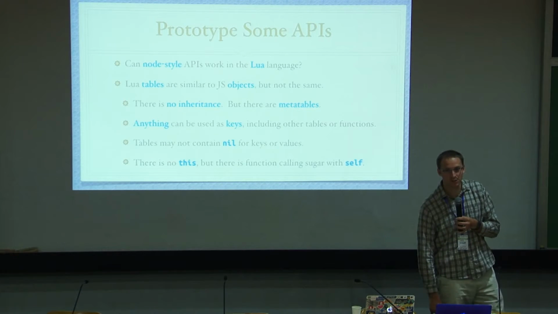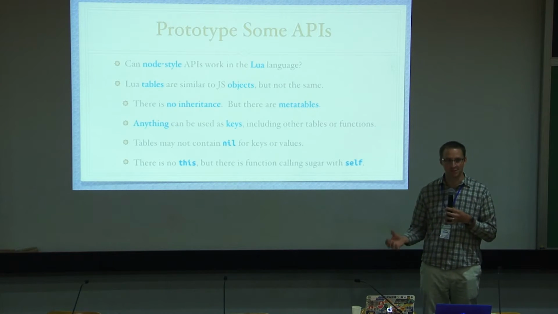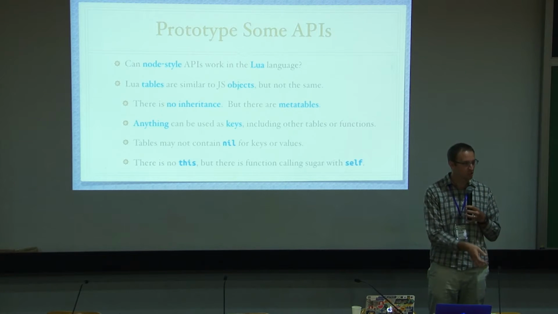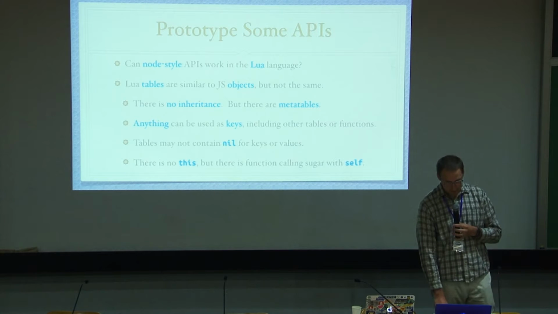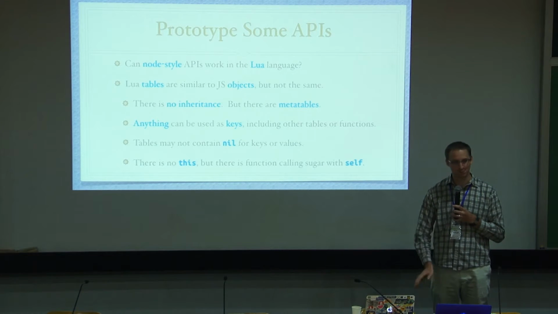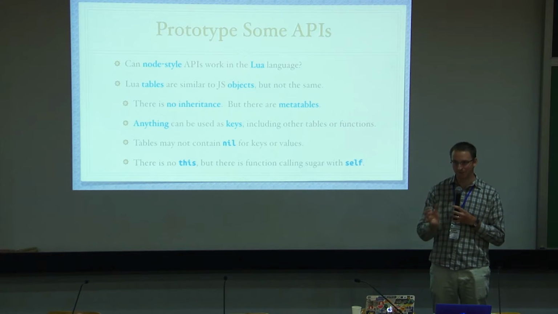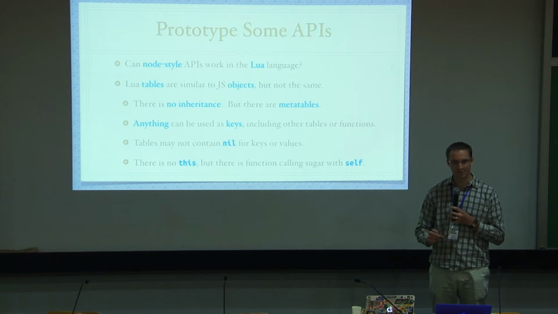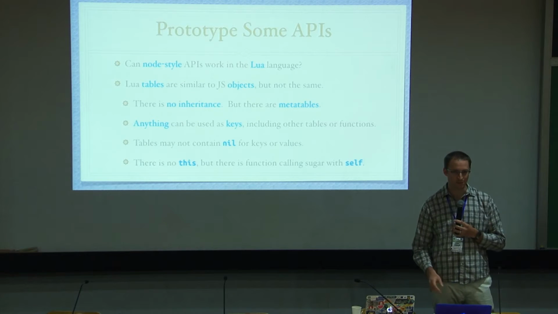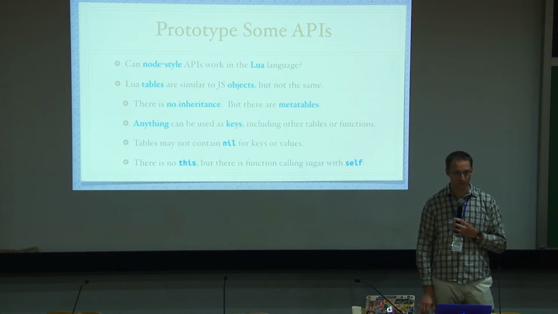So then there was the question of, I have all these JavaScript APIs in Node, how can I redesign them for Lua? Do I have to make any changes in the design? And it turns out the two languages are almost the same from this point of view. Objects and tables are more or less the same. You have string keys in JavaScript which point to some value. You can do that in tables. There's no inheritance in Lua, but with meta tables you can do it real easy with the index meta method.